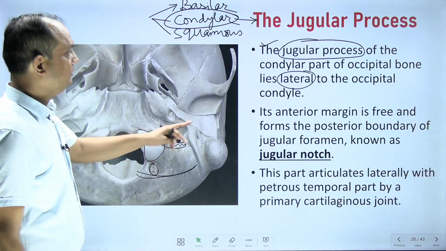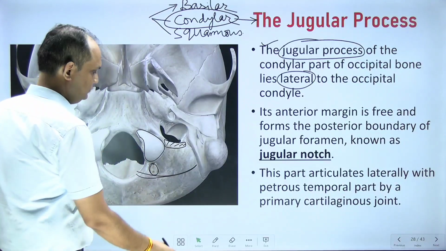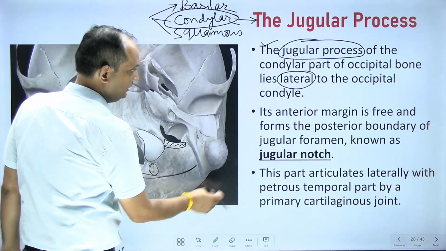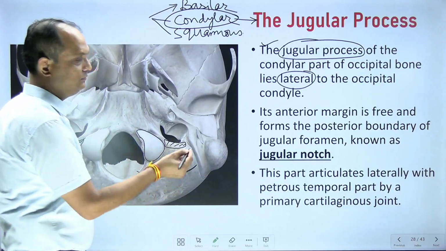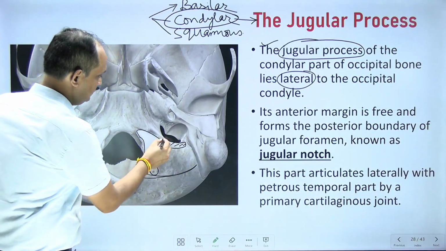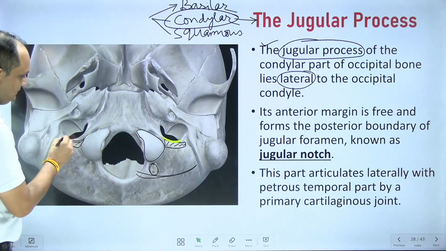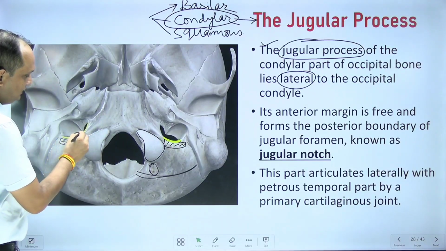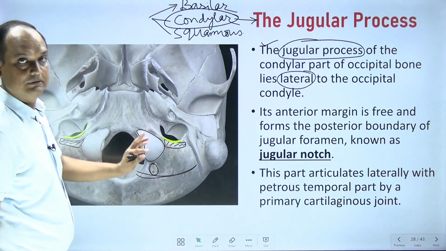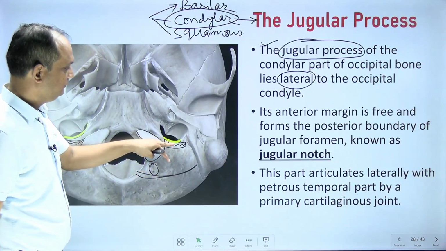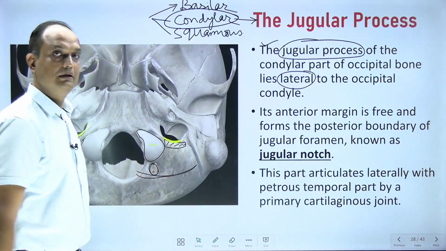Clear? Now, the anterior margin of this jugular process is free, and it forms the posterior boundary of your jugular foramen, and this margin is known as jugular notch. So, sometimes you have this question, what is jugular notch? Jugular notch is nothing but this anterior free margin of jugular process. And what is jugular process? It is a part of condylar part of occipital bone, lying just lateral to the occipital condyles.